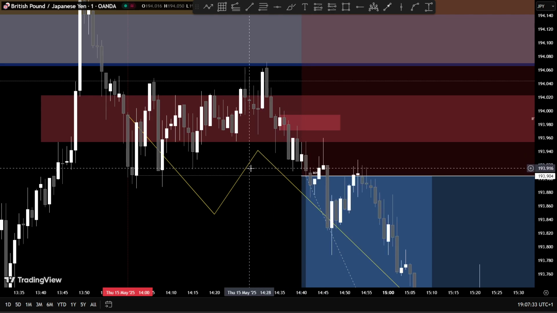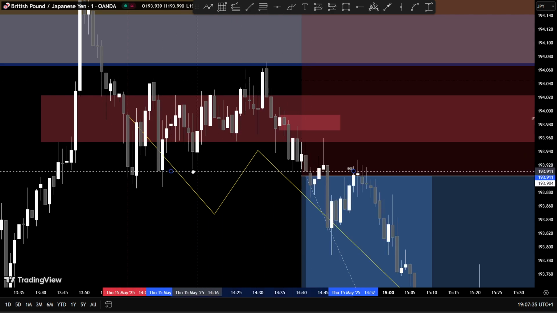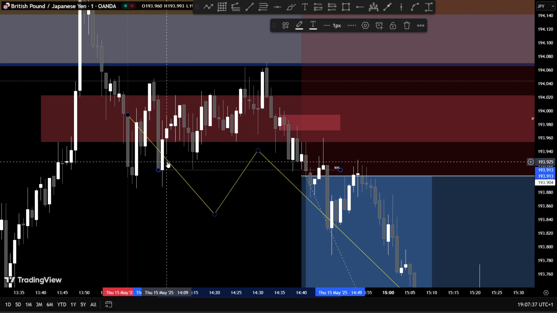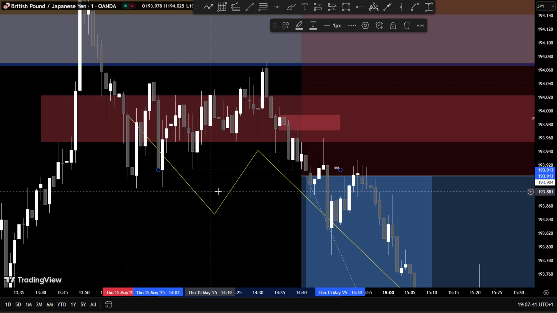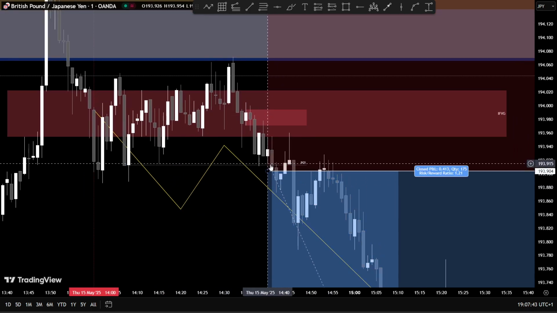Hold on, where is it? Like here, not right there. Hold on, this one gives me the opportunity to know where price is actually going to go. So we just closed below that level, I just entered, I got filled right here.